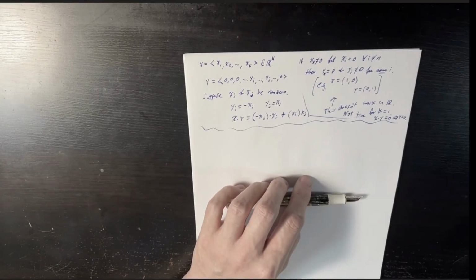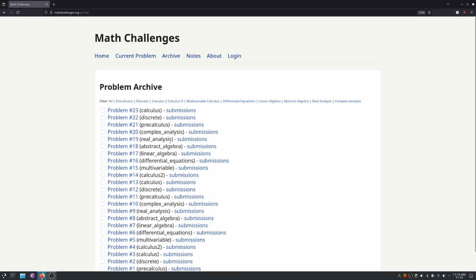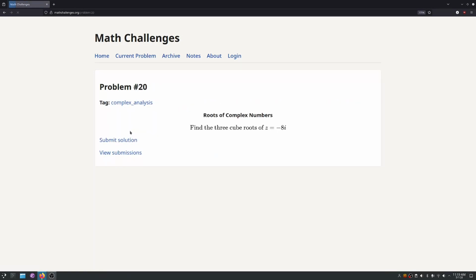All right, we can probably move on. So that's the real analysis one, believe it or not, too painful today. The complex analysis one says, find the cubed roots of this number, negative 8i. Find all cubed roots, all three of them.